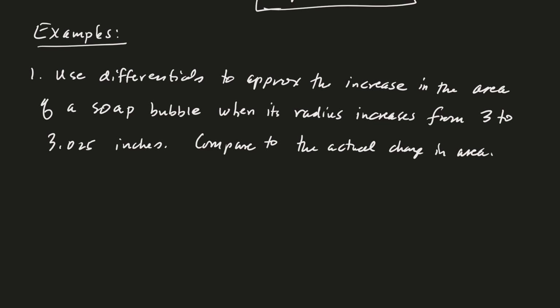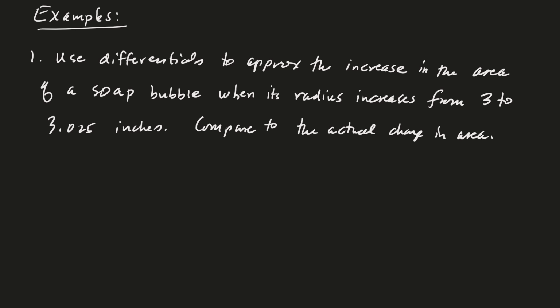Okay, so we're working through some examples. So here's our first one. We want to use differentials to approximate the increase in the area of a soap bubble when its radius increases from 3 to 3.025 inches. And just for fun, we'll also compare that to the actual change in area. Good. So I would give you this on the exam as well.